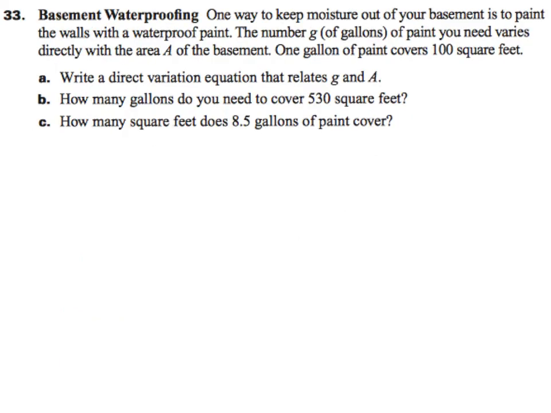Let's try another. One way to keep moisture out of your basement is to paint the walls with waterproof paint. The number G of gallons of paint you need varies directly with the area A. So right away, you know something varies directly. This is the form. If it is the number of gallons that varies directly, we'll have G varying directly with what? The A, which is always the constant, but it looks like they're using a capital letter A for area.